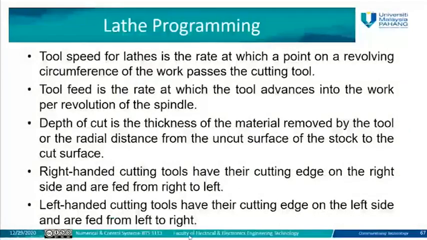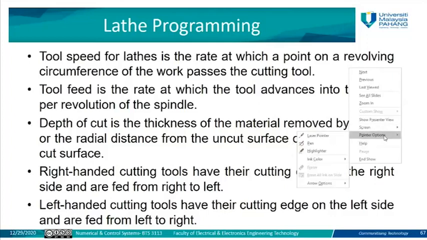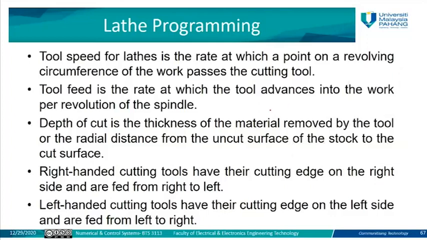The speed of the lathe is a rate of revolving, because we are talking about the spindle. It's not like in milling, where we say the spindle is rotating. Here the cutting tool comes near to the part, and the part is rotating. So the speed of the lathe is the rate at which a point on the revolving circumference of the workpiece passes through it. The workpiece itself is fixed and rotating.